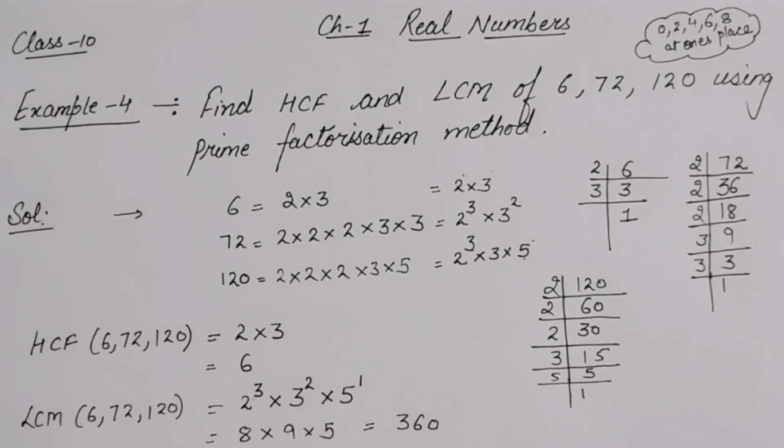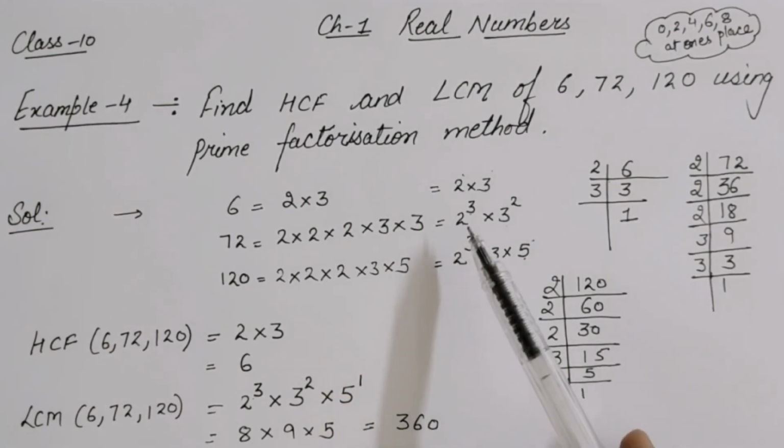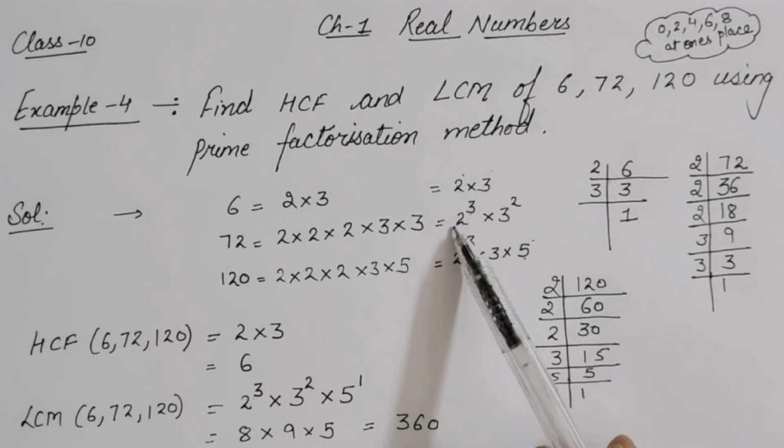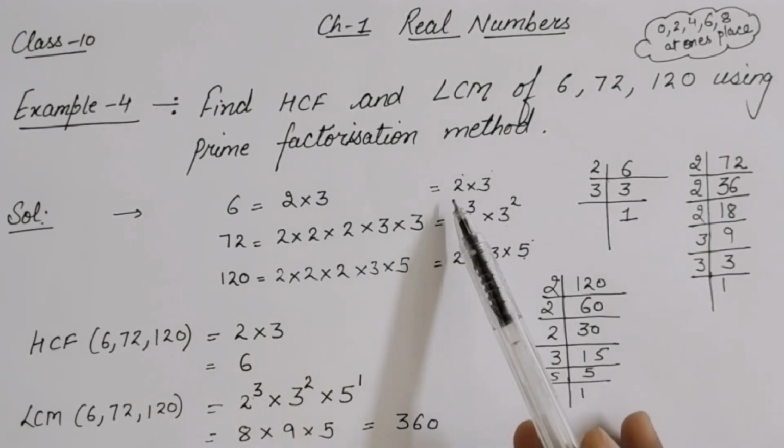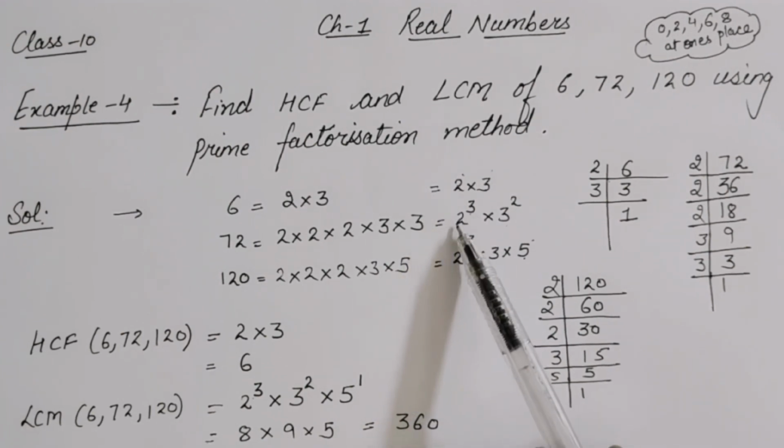I hope this is clear to you everyone. You need to remember only one thing: in HCF you are going to take the product of the smallest power of each common prime factor. Means in the HCF, whatever number is common here, you will take its smallest power. For example, 2 to the power 3, 2 to the power 3.